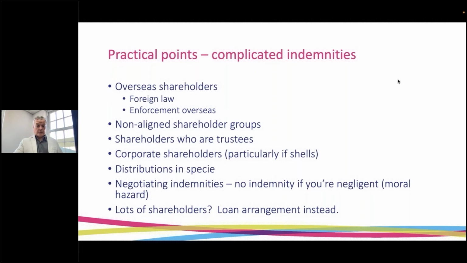It can be complicated as well where you've got shareholders who are not beneficial owners of the shares and who are holding the shares on some sort of formal trust. And it can be difficult if you've got corporate shareholders as well, where you would need to be particularly careful to assess the value of the covenant that they can give. Distributions in specie can be problematical as well for indemnities. And I've mentioned a couple of times that many modern indemnities do say that you're not expecting the shareholders to indemnify you against your own negligence. I'll say a bit more about that in a minute.